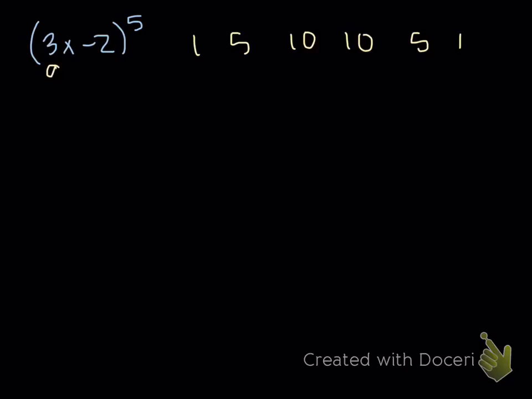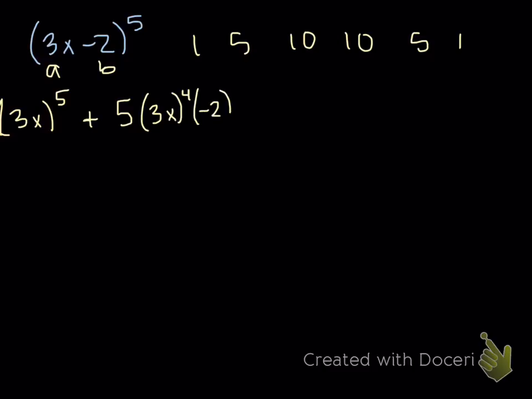Alright, and a is 3x and b is negative 2. So for my first term, my coefficient's 1, and then I have 3x raised to the 5th power, no b, plus 5, because that's my coefficient. 3x is now going to be raised to the 4th power. B is raised to the 1st power.